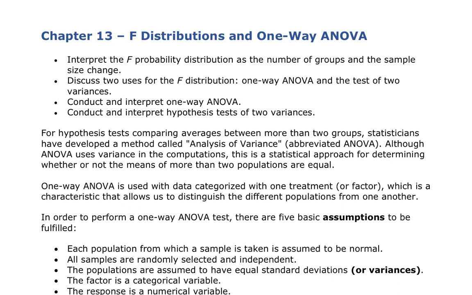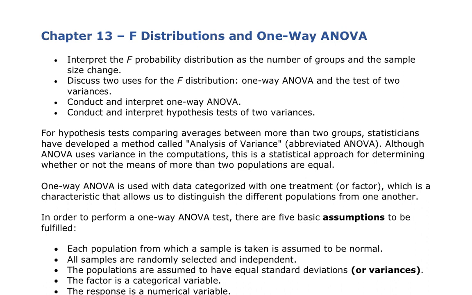In this last and final video for the introduction to statistics, we end in chapter 3, which is the F distribution and one-way ANOVA. So we're going to interpret the F probability distribution as the number of groups and sample sizes change. We're going to discuss two uses for the F distribution. We're going to conduct and interpret a one-way ANOVA test, and we're going to conduct and interpret the hypothesis test for two variances.